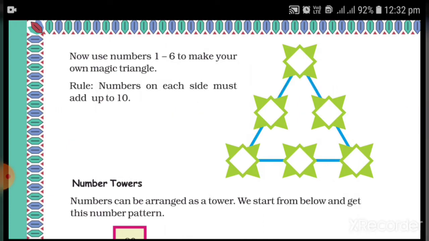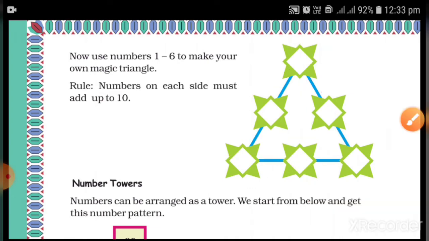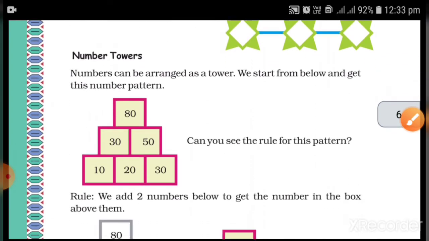Complete it properly. Here the numbers will not be added. Here only the numbers will be added, and here also. I have given the hint. Now you have to complete this box.